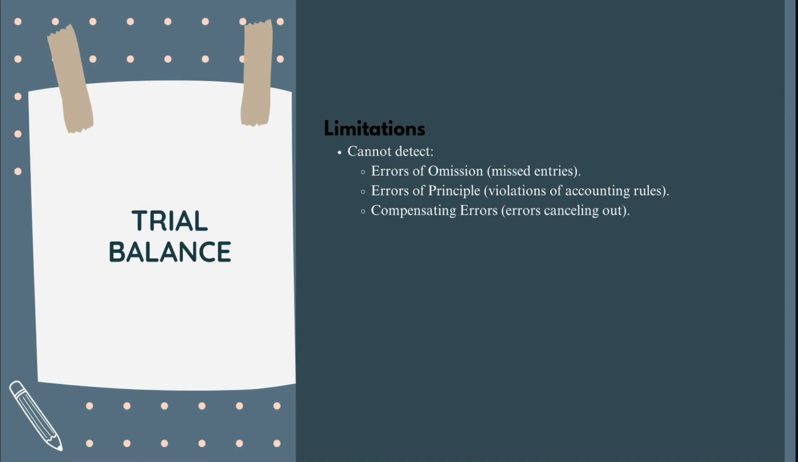So the limitation in this trial balance is a balanced trial balance does not guarantee the absence of error. For example, incorrect amount posted to the wrong account or duplicate entries will result in a balanced trial balance.